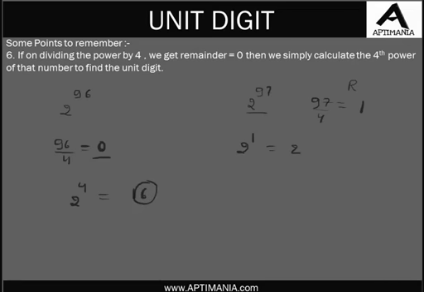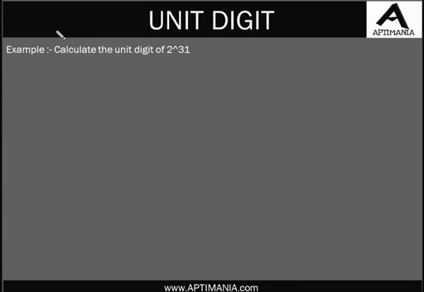Now moving to some examples. Suppose we need to calculate the unit digit of 2 raised to power 31, right? As we know that 2 follows the cyclicity of 2, 4, 8, 6, we'll divide this power by 4 and look for the remainder.